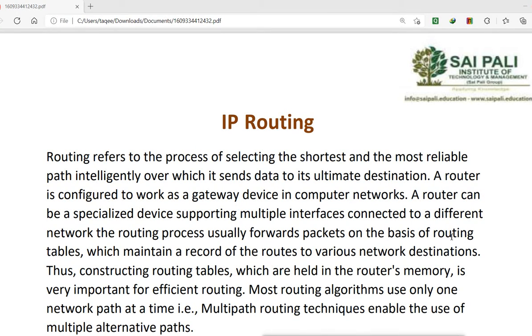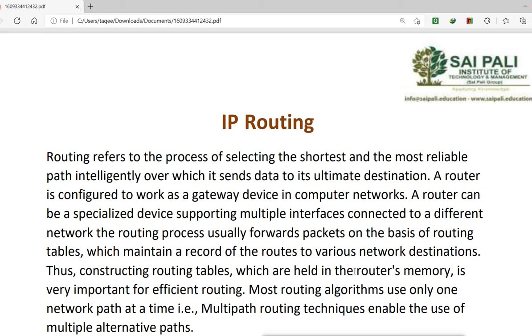IP routing. Routing refers to the process of intelligently selecting the shortest and most reliable path over which to send data to its ultimate destination. A router is configured to work as a gateway device in computer networks, and it can be a specialized device supporting multiple interfaces connected to different networks.